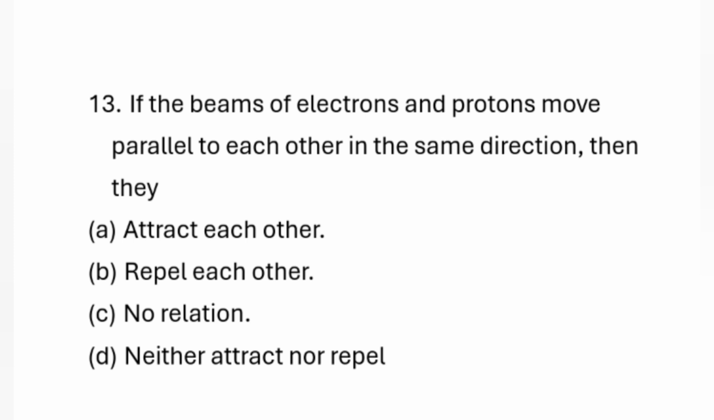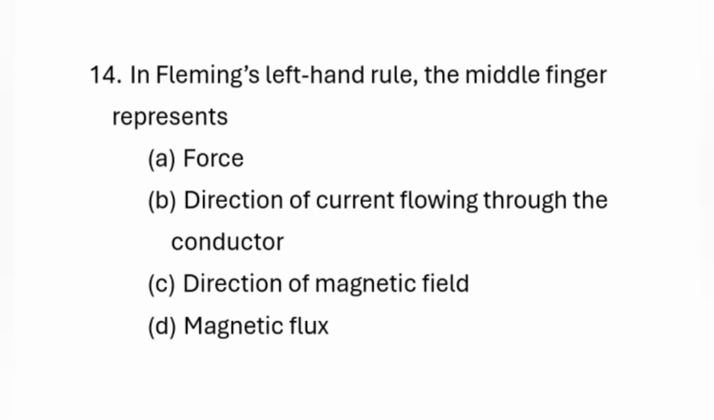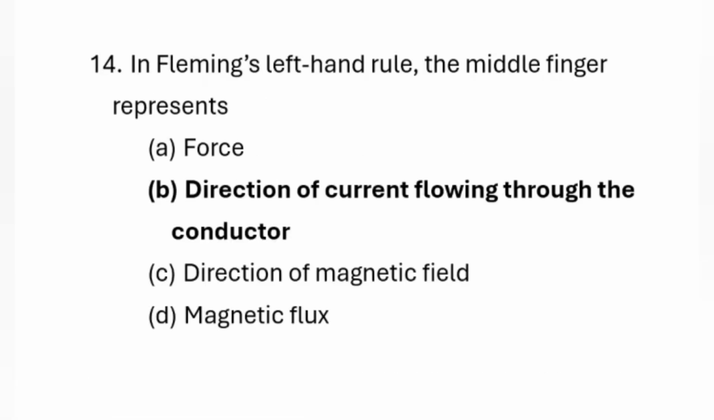Question number 13. If the beams of electrons and protons move parallel to each other in the same direction, then they option A, attract each other, option B, repel each other, option C, no relation, option D, neither attract nor repel. Here the correct answer is option B, repel each other. Question number 14. In Fleming's left hand rule, the middle finger represents option A, force, option B, direction of current flowing through the conductor, option C, direction of magnetic field, option D, magnetic flux. Here the correct answer is option B, direction of current flowing through the conductor.